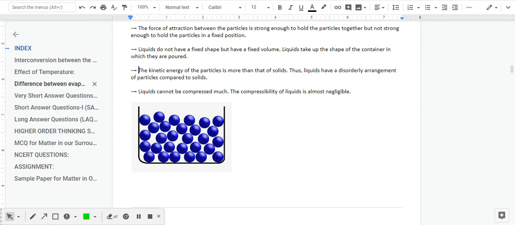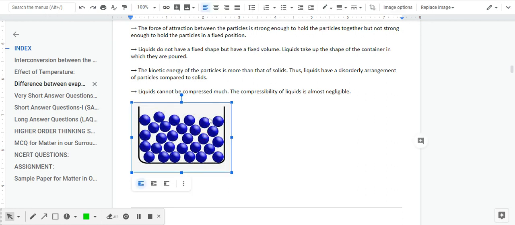Now, coming to the next point of the characteristics of liquids, the kinetic energy of the particles is more than that of the solids, right? I have explained this point earlier also, that the kinetic energy is more. That's why these spaces can be visible to you, and that's why this is liquid. When these spaces become a little more, or we provide a little more energy to these particles, what will happen? It gets converted into gaseous form, right?